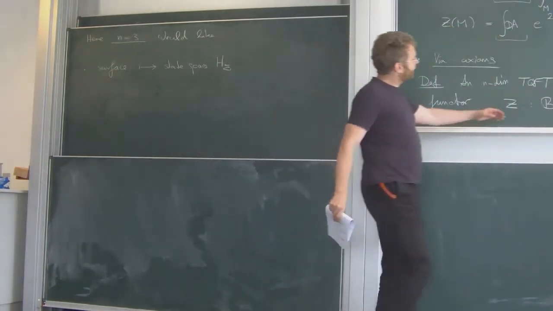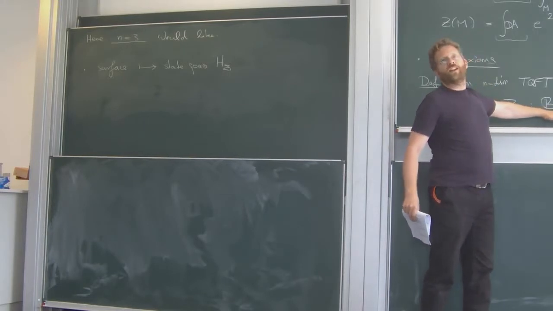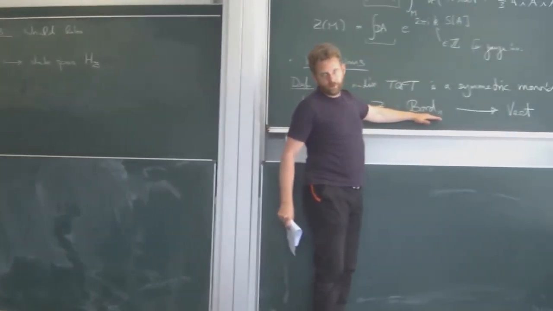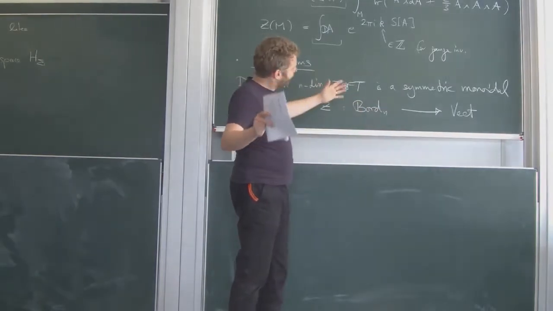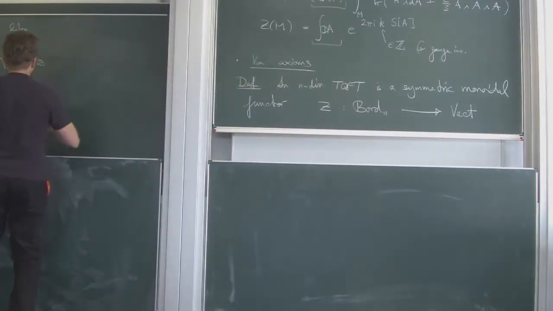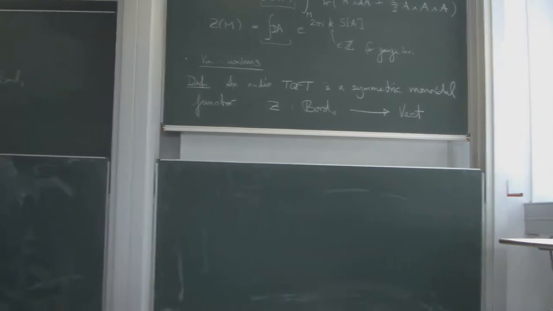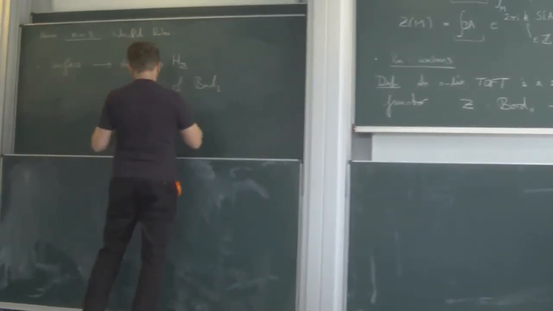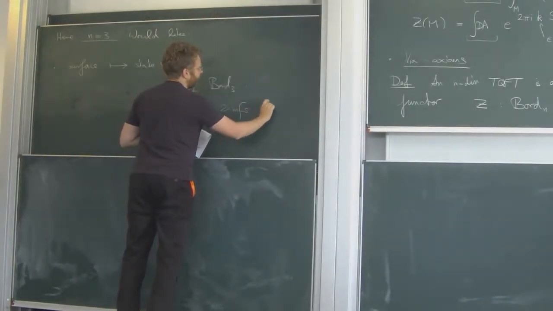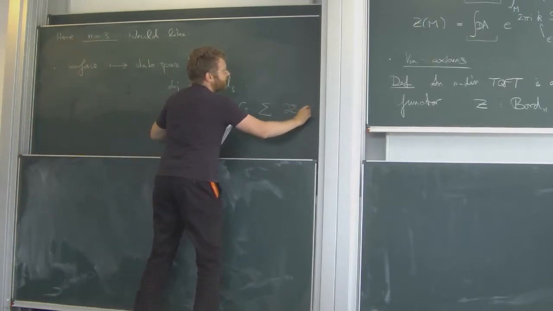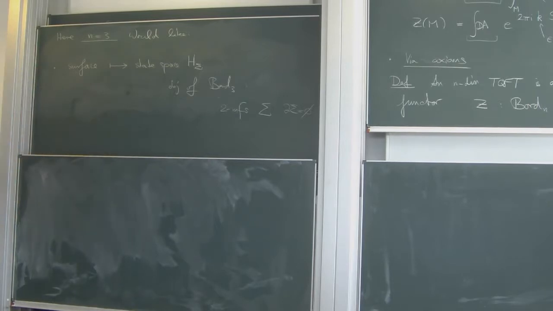So I need to say a little bit about the word category. In a category, you've got objects and morphisms, maps between these objects. And in this category, the objects are surfaces. And so morphisms between them will be three-manifolds, but the objects are surfaces. Objects of Bord 3, so n is 3, are two-manifolds, surfaces, without boundary. I should think of them as themselves being boundaries of three-dimensional manifolds. Yes, soon they will indeed be boundaries of three-manifolds.